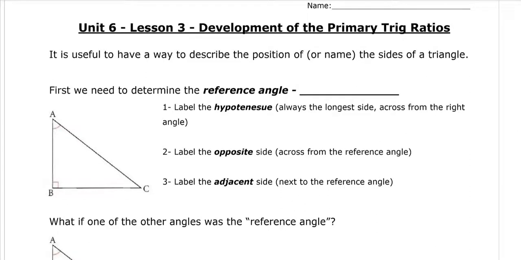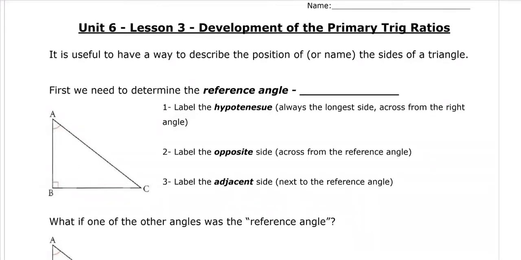Unit 6, Lesson 3, the development of the primary trig ratios. So we're going to deal with right angle triangles in this unit. We specifically study right angle triangles, and we need to know how we are going to describe the parts of a right angle triangle to help us with some of the things we're going to learn.